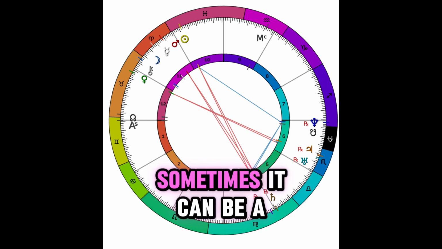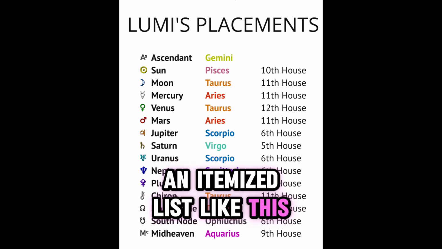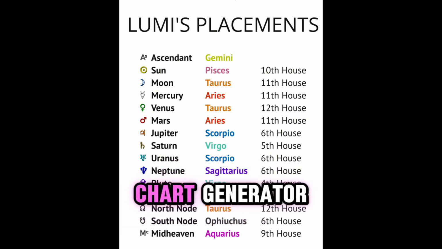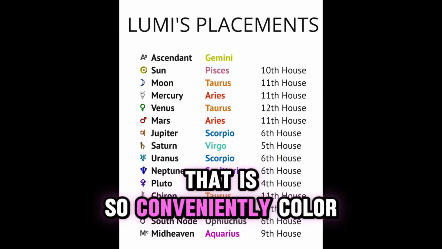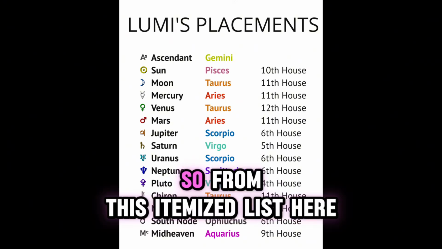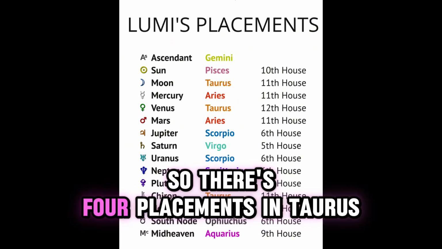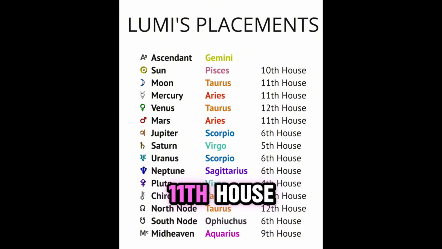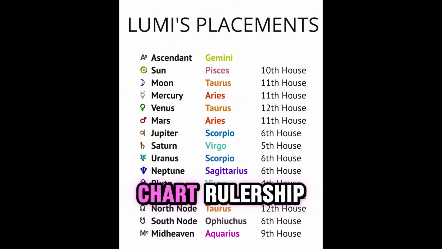Sometimes it can be a little easier to interpret using an itemized list like this. This is from the Mastering the Zodiac True Sky Sidereal Birth Chart Generator. You can either get it in the chart form or in an itemized list like this that is so conveniently color-coded even. So from this itemized list here, we can see this chart has a Taurus stellium. So there's 4 placements in Taurus. As well, there is a lot of action going on in the 11th house. So I would also take that into consideration when it comes to determining chart rulership.